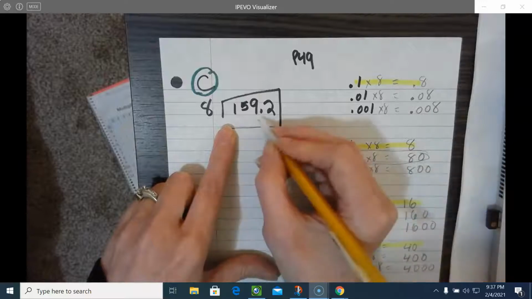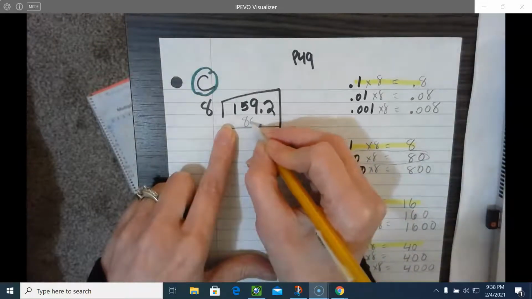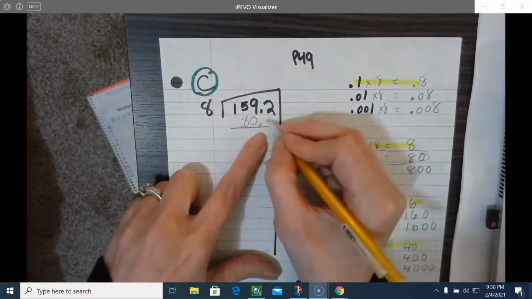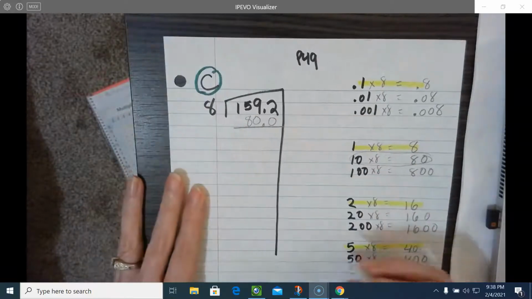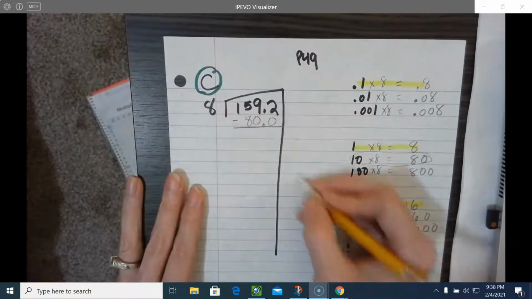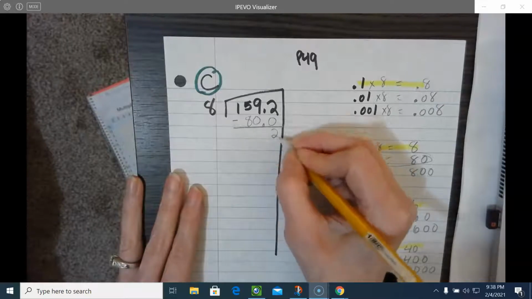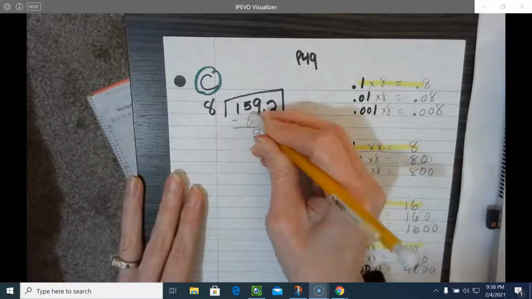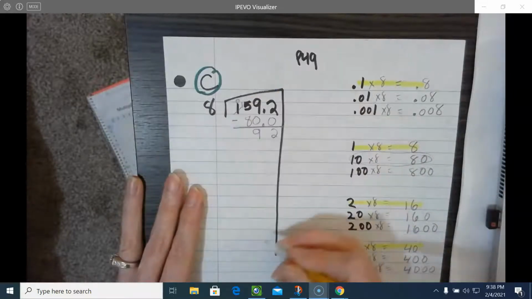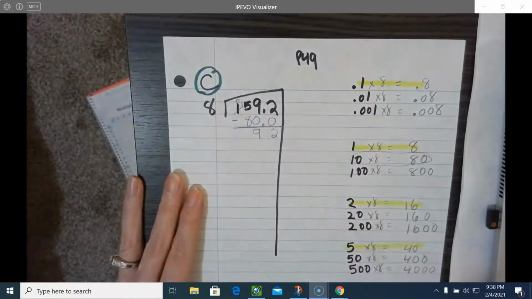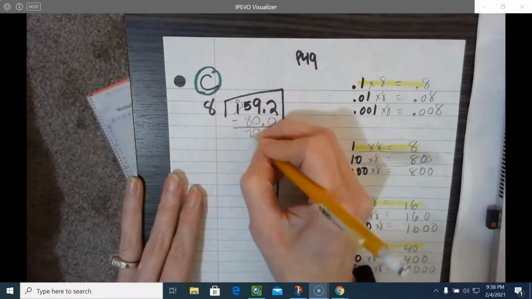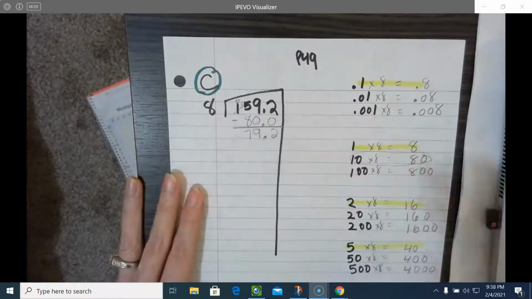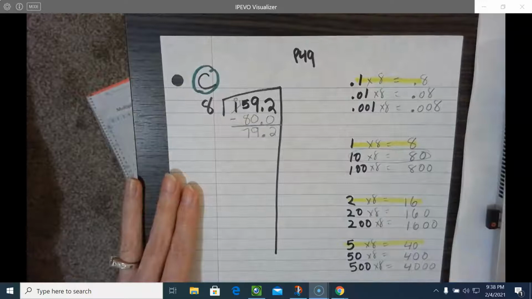I have to put that in the right spot. So here's 8 tens and 0 ones, decimal there, and a 0 behind it. I go ahead and do my subtraction. 2 take away 0. 9 take away 0, and then 15 take away 8 is going to be a 7. And then I drop that decimal down. Now I have a 79.